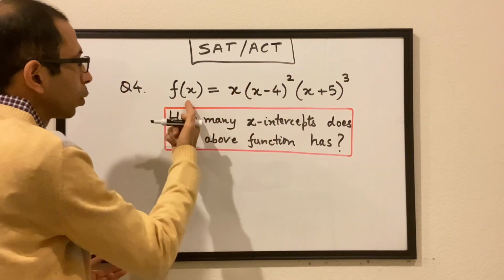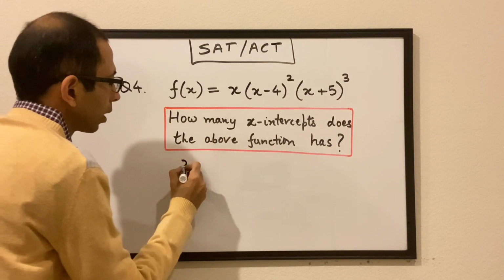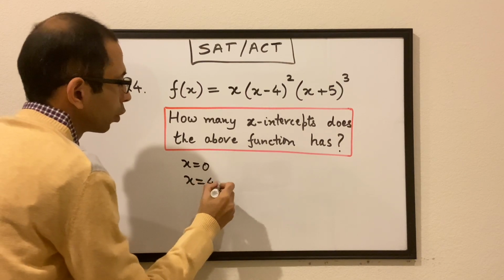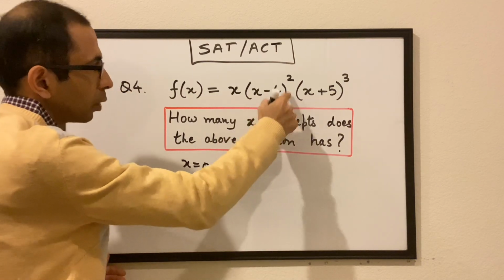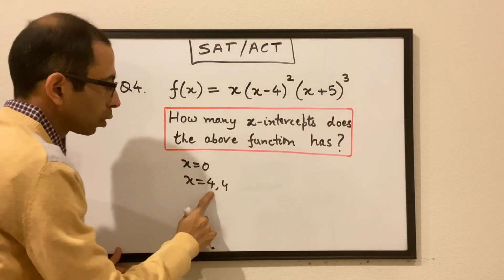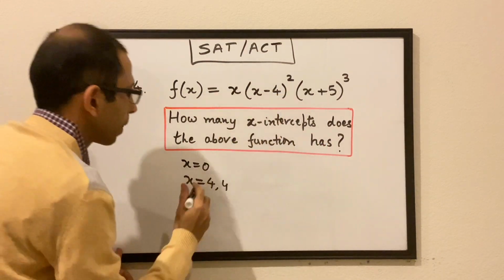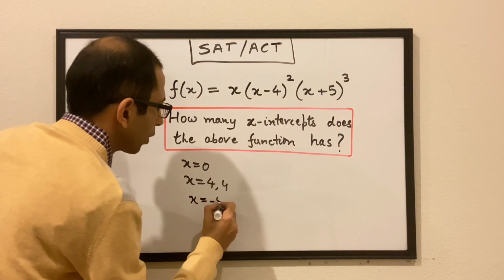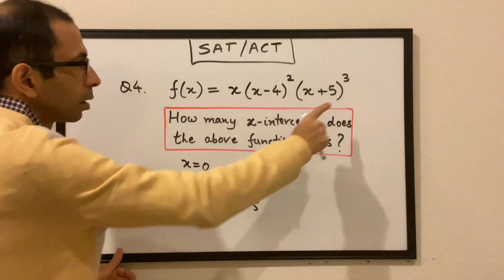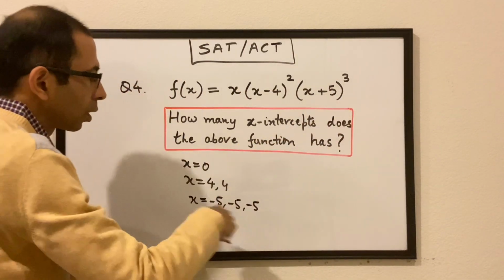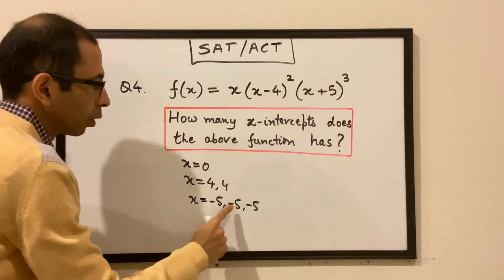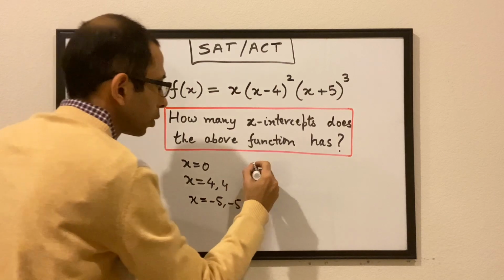In this case, when you put y equal to 0, you will get x equal to 0. From here, you will get x equal to 4, 4, because it's a square. So it's like (x minus 4) times (x minus 4). So you will get two solutions with the value 4, and you will get three solutions with the value -5. So -5, -5 and -5, correct? Because it's a cube. Overall, how many solutions does it have? It has 1, 2, 3, 4, 5, 6. It has 6 solutions, correct?